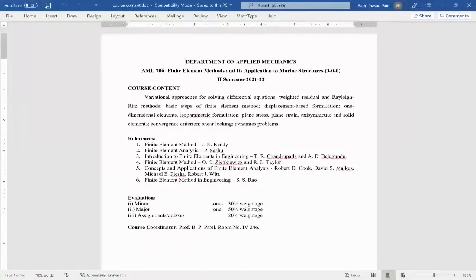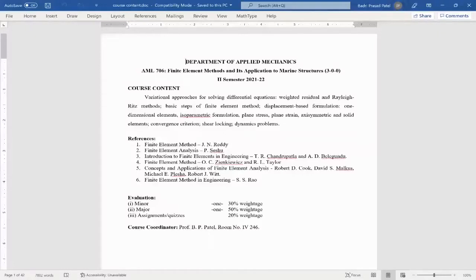And then we will move on to two dimensional elements, and in two dimensional, more focus would be on isoparametric formulation, as you see here. In isoparametric formulation we will discuss plane stress elements, plane strain elements, axisymmetric elements, and solid elements. So these are the different types of elements.